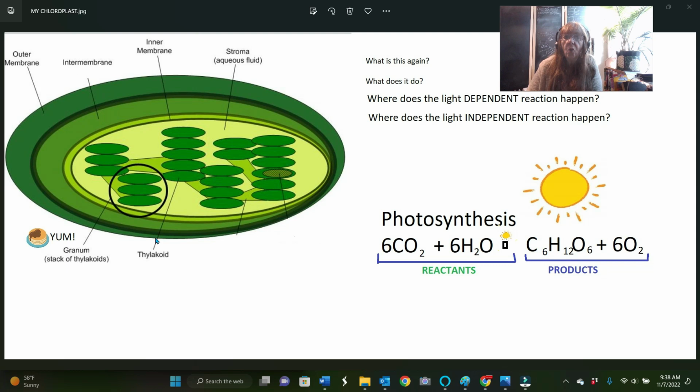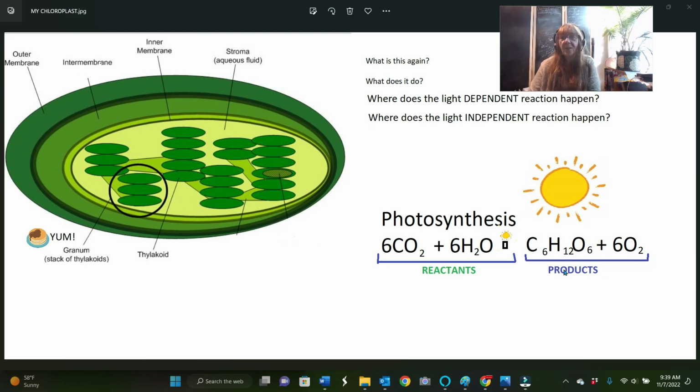So the thylakoid and granum are where the light-dependent reaction happens. So they require light as part of their recipe. In the stroma, that is where the light-independent reaction happens.